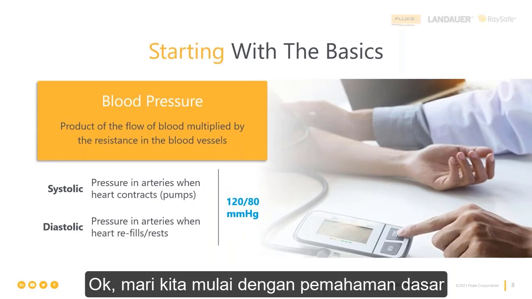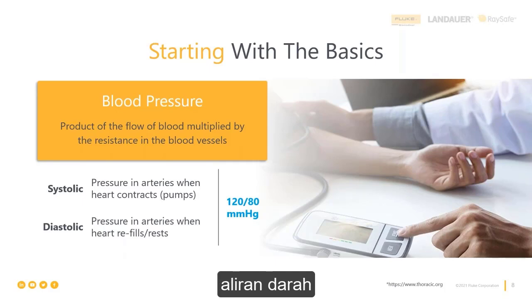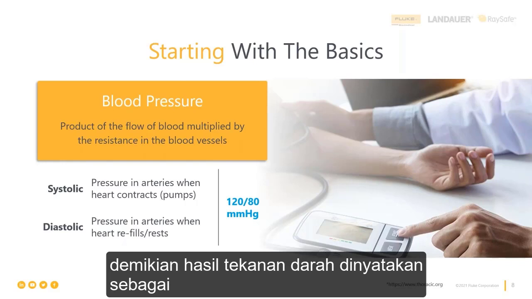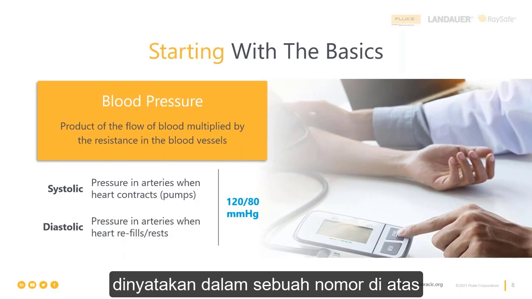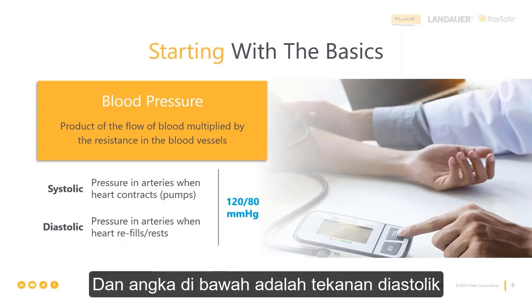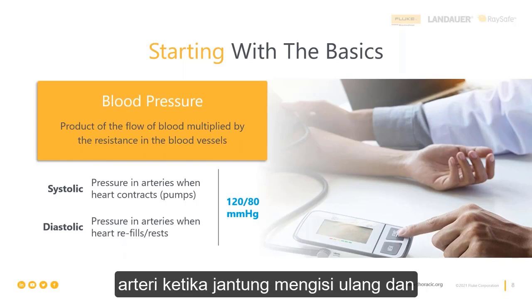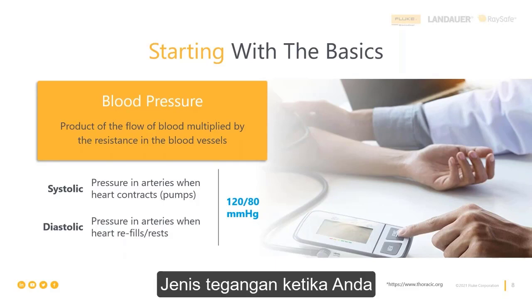Okay, let's start with the basics. Blood pressure is, mathematically, the product of the flow of the blood multiplied by the resistance in the blood vessels. It is expressed as one number over another number. The top number is systolic pressure, the pressure in the arteries when the heart contracts. The bottom number is the diastolic pressure, which is the pressure in the arteries when the heart refills and is at rest.